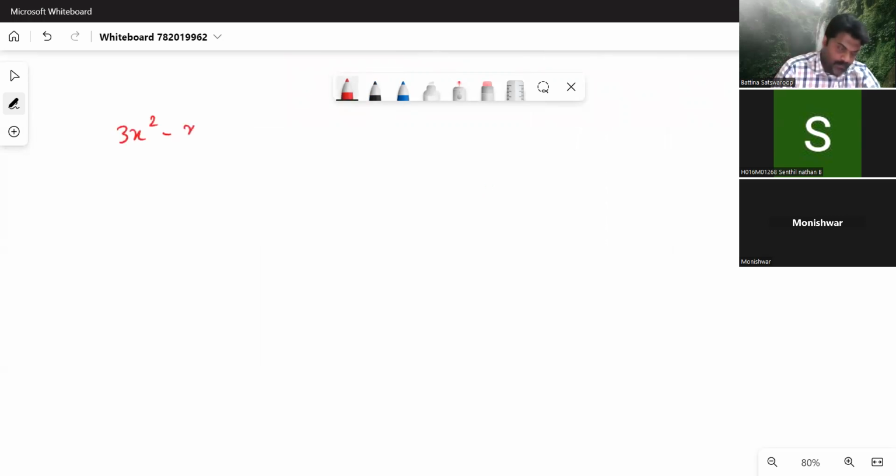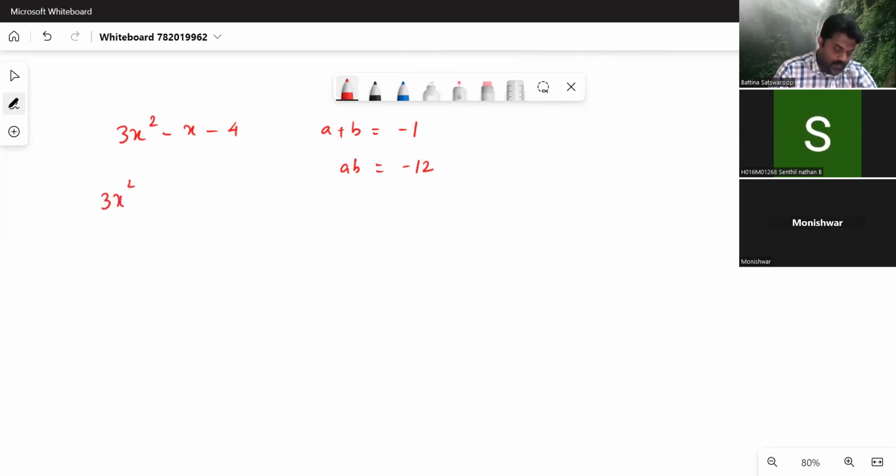3x square minus x minus 4. Now you tell me, what is the value of a plus b? Minus 1. Very good. What about ab? Minus 12. Very good. Now factorize. What factors will I get? Minus 4 and plus 3.